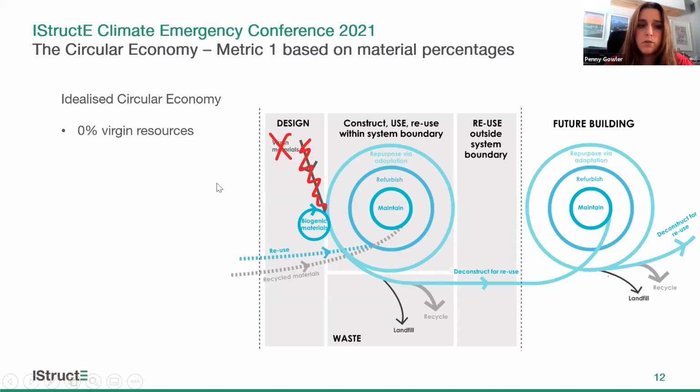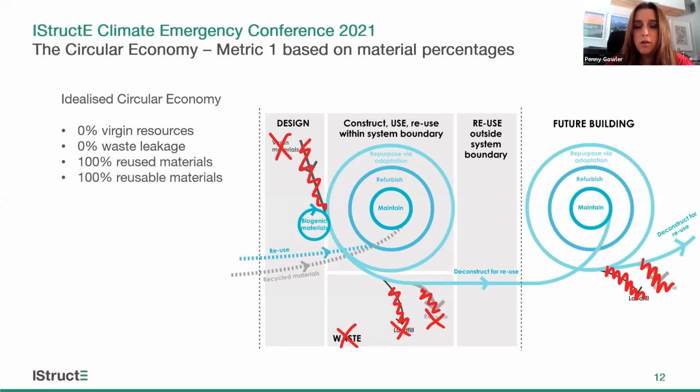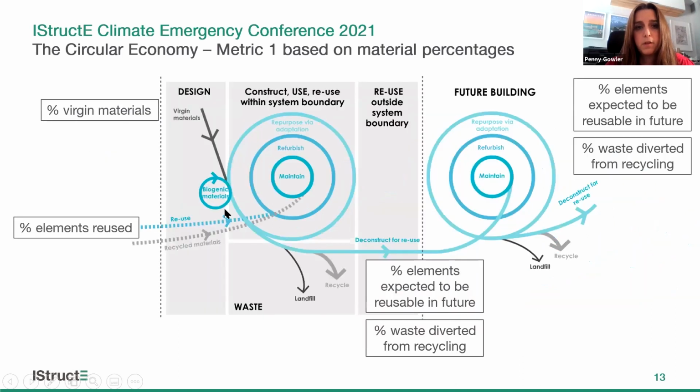So first off, with an idealized circular economy, this is what we'd be aiming for: 0% virgin resources, 0% wastage, meaning that all of the materials are 100% reused and reusable in future. So this is clearly not achievable within the construction industry right now, but we should be starting to measure circularity and setting targets in our project briefs. So we need to measure circularity for both the inputs to the circle and the outputs from the circle, which, like I said, will ideally drop to 0 in time.